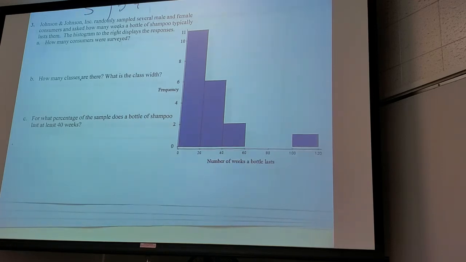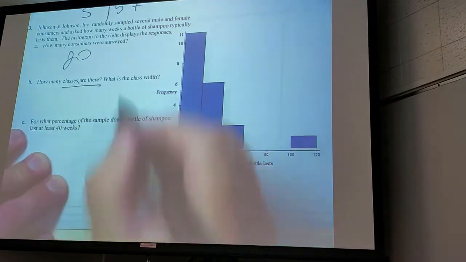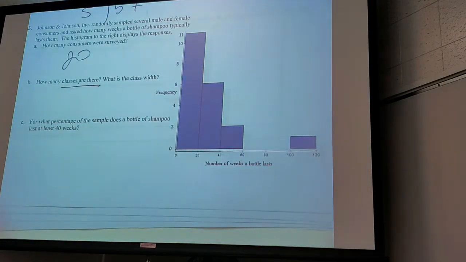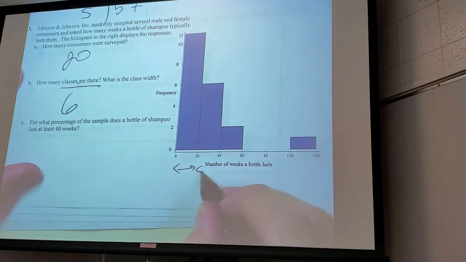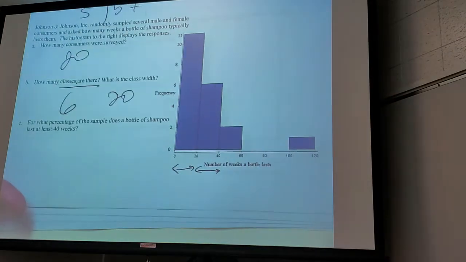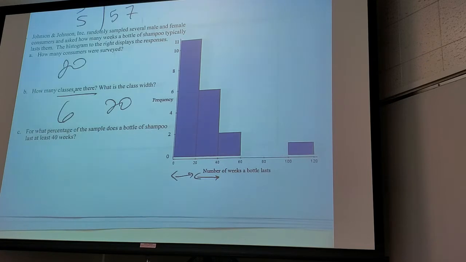11. Now, how many total people are there? 20, because now you have to add each class. How many empty classes are there? 2. I like it. So if I add up all the people, 11, 17, 19, 20. How many classes are there? 6. Good, 4 not empty and 2 empty. And of course, how wide is each class? 20. Easy, right? And then, for what percentage does a shampoo bottle last at least 40 weeks?